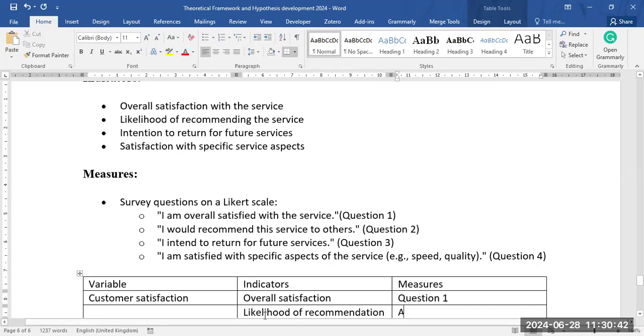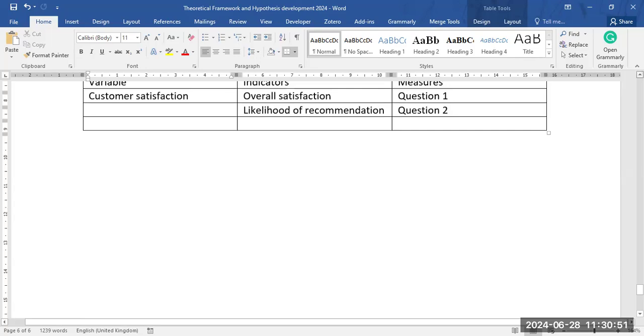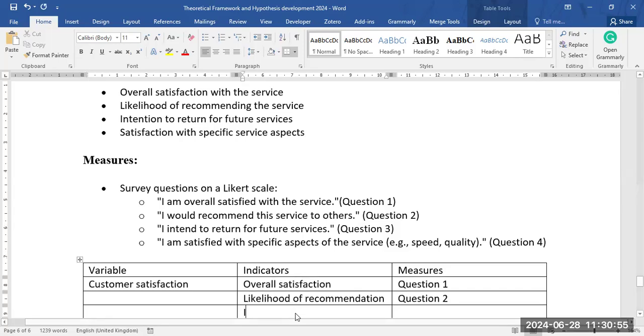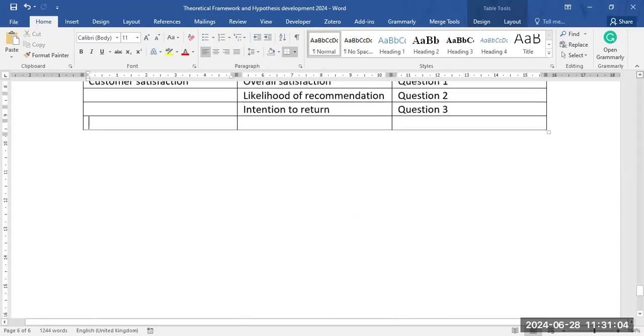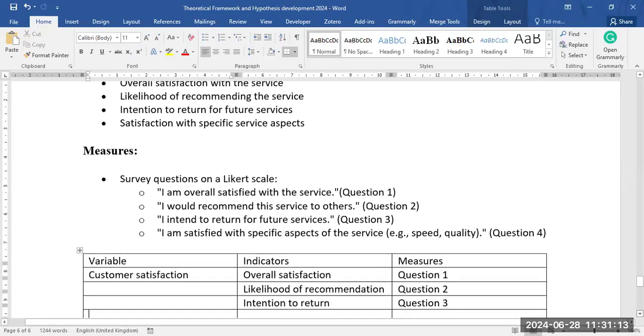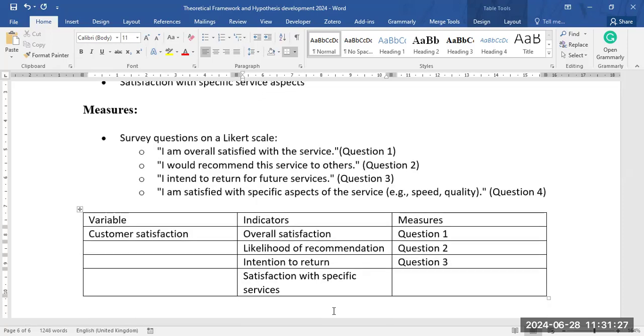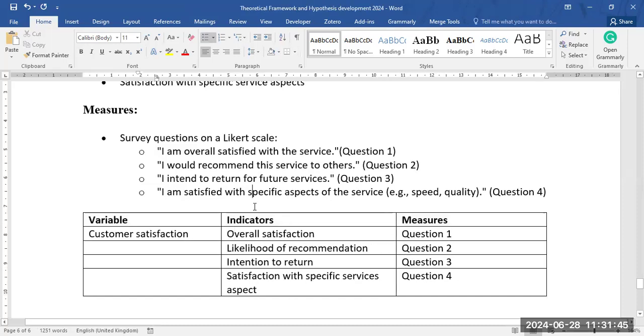Question 2. And the third one, intention to withdraw, again question 3. And the fourth one, satisfaction with specific services. So some research papers can put this in table format under the operationalization of the conceptual model.